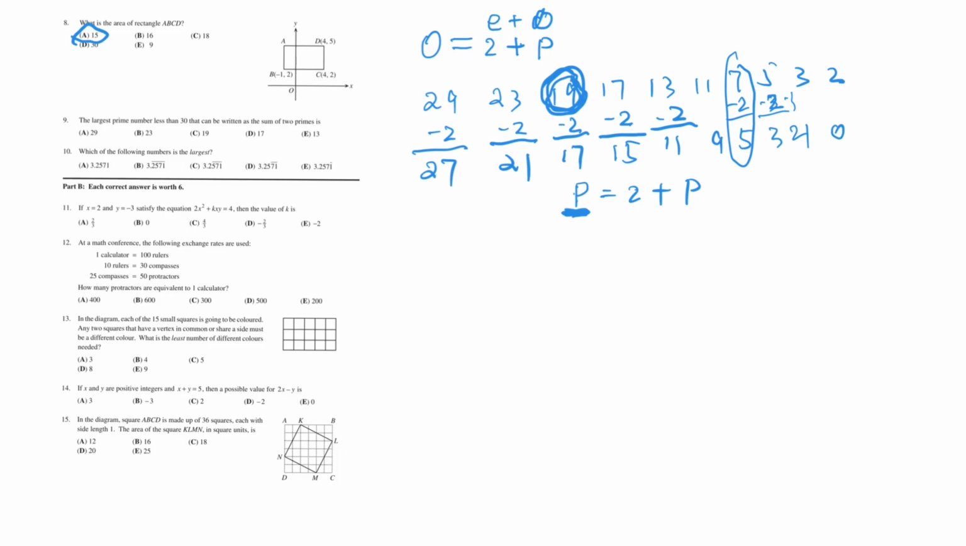So we always do the opposite way. We use the larger prime number minus 2, and if they equal a prime number, that's 19 equals 2 plus 17. So number 9, the answer is 19, C.